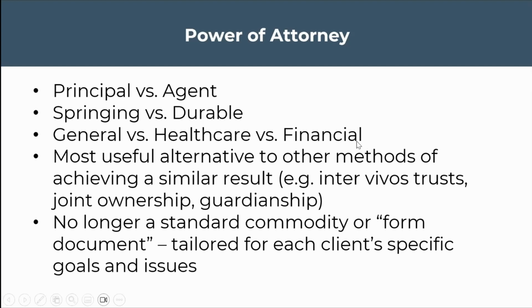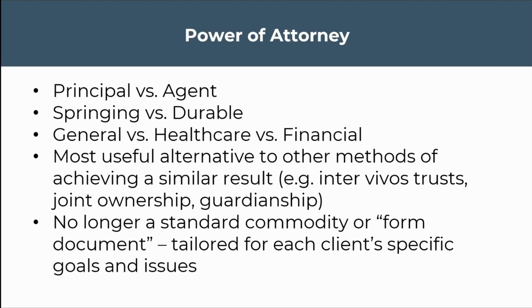But another important document you really need to deal with marshaling of assets while somebody's still alive is a power of attorney. So the principal is the person that makes it. The agent is the person that's acting on behalf of the principal. They are not called the power of attorney. The power of attorney is the document. You can have springing powers of attorney that become effective whenever the principal becomes incapacitated, or you can have durable powers of attorney, which are effective from the date that they're signed.